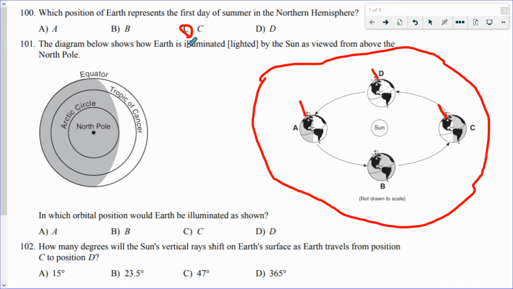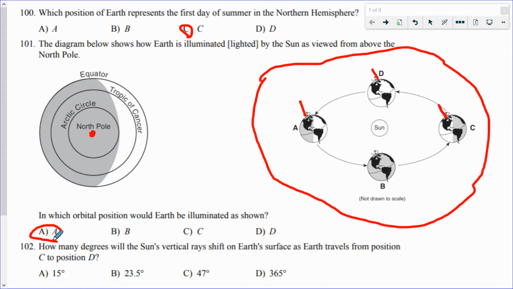The diagram below shows how the Earth is illuminated by the sun. Now the sun could be on the left, the sun could be on the right in any diagram. You've got to say, where's the sun? The sun's over here in this diagram. The North Pole is right here. The North Pole is not tilted towards the sun. It's all in the darkness. Since it's completely in the darkness, that would go with position A. So it's a very hard concept, but you've got to put yourself in the diagram. You're looking at it from above, and you can see that that North Pole is completely in the darkness. So this question would be A.